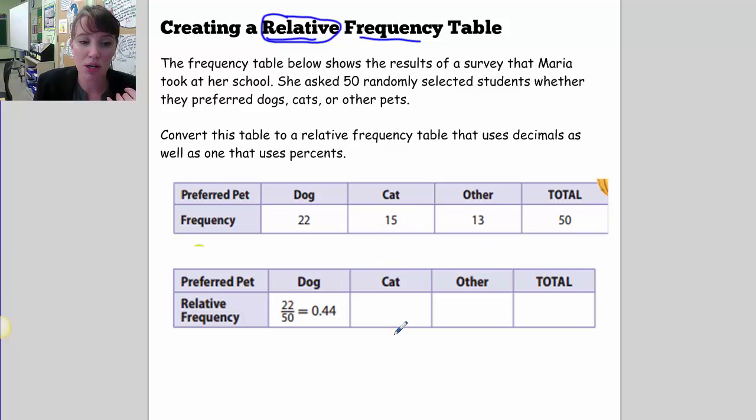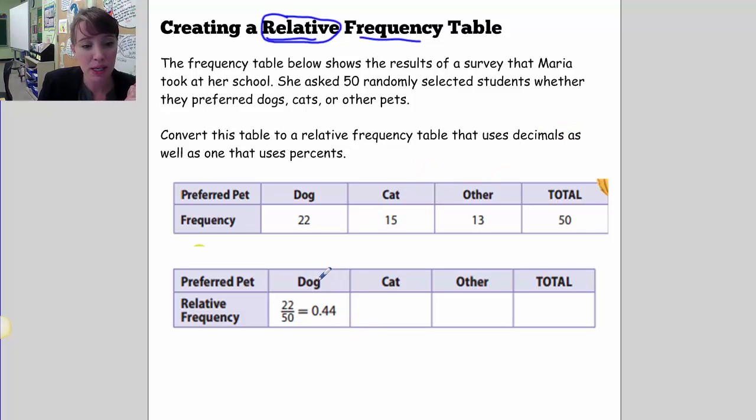So to create a relative frequency, I divide the number in the cell by the total. For instance, the frequency table below shows the results of a survey that Maria took at school. She asked 50 randomly selected students whether they prefer dogs, cats, or other pets. So this is preference, not owning. Convert this table to a relative frequency table that uses decimals as well as one that uses percents.